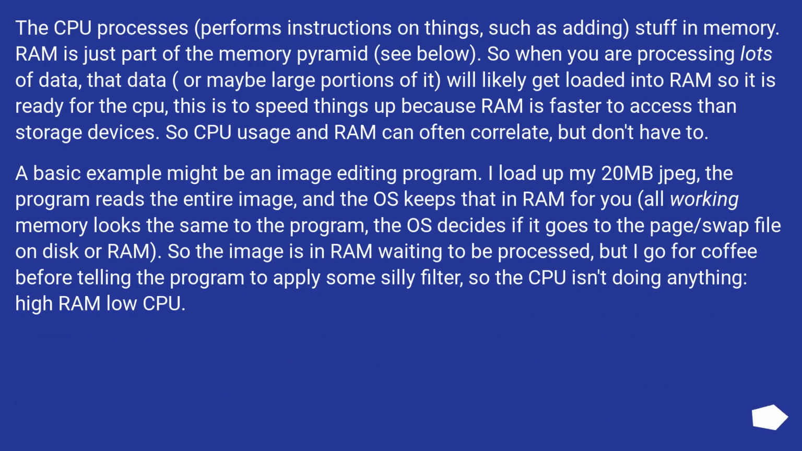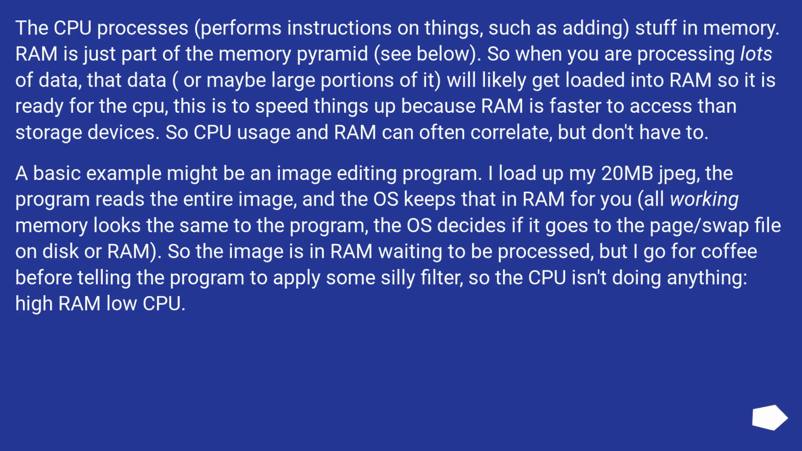The CPU processes, performs instructions on things, such as adding stuff in memory. RAM is just part of the memory pyramid, see below. So when you are processing lots of data, that data, or maybe large portions of it, will likely get loaded into RAM so it is ready for the CPU. This is to speed things up because RAM is faster to access than storage devices. So CPU usage and RAM can often correlate, but don't have to.